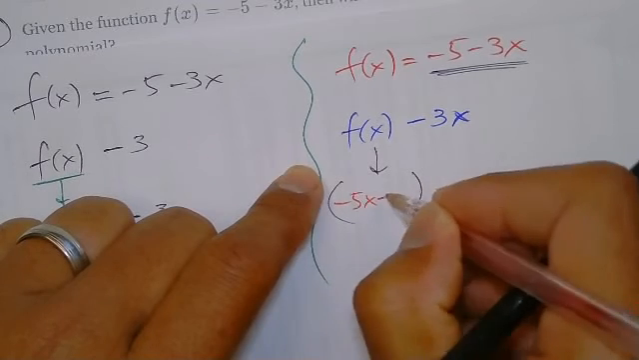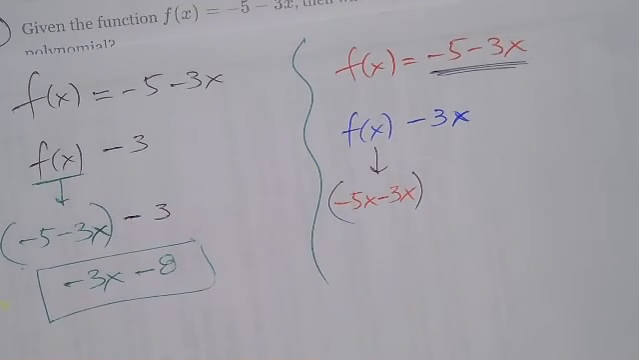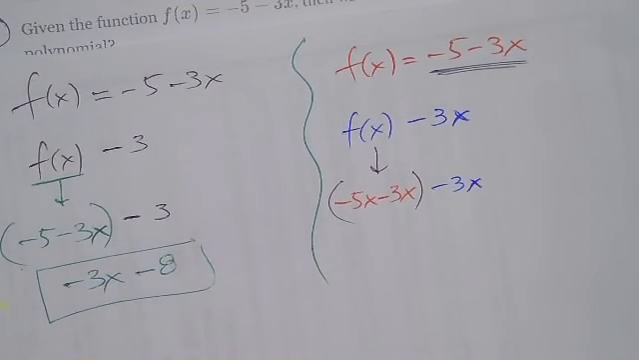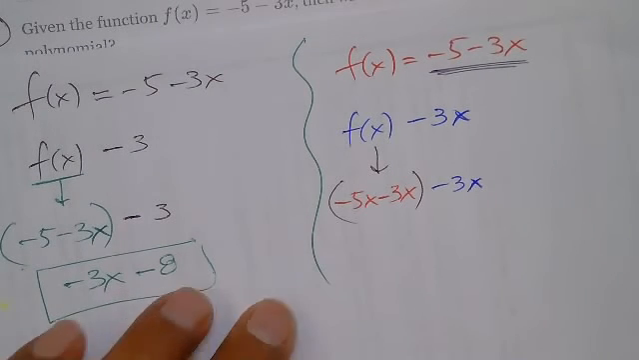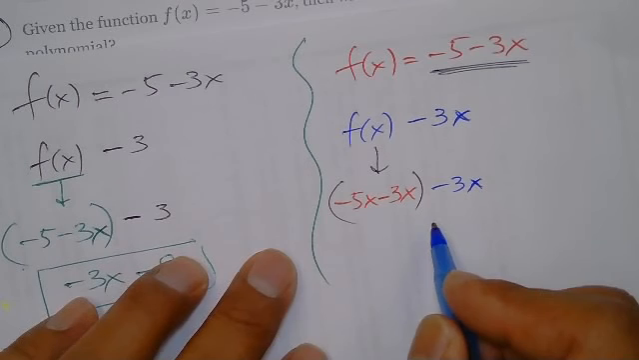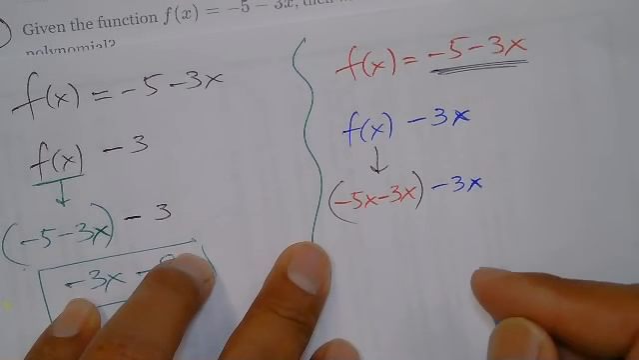Here we're going to put what for f of x? Negative 5x minus 3x. And then what? And then minus 3x again. You guys see the difference? Is it easy now? It's so easy, huh? Okay, what would be the answer for this one? I just kind of threw this one in there.